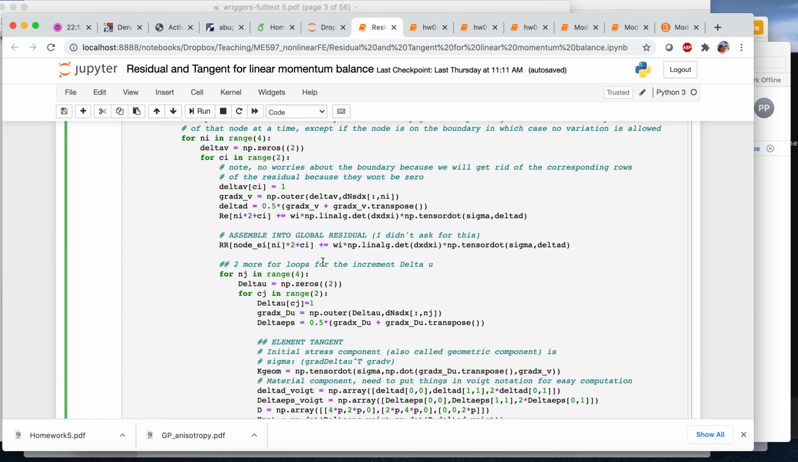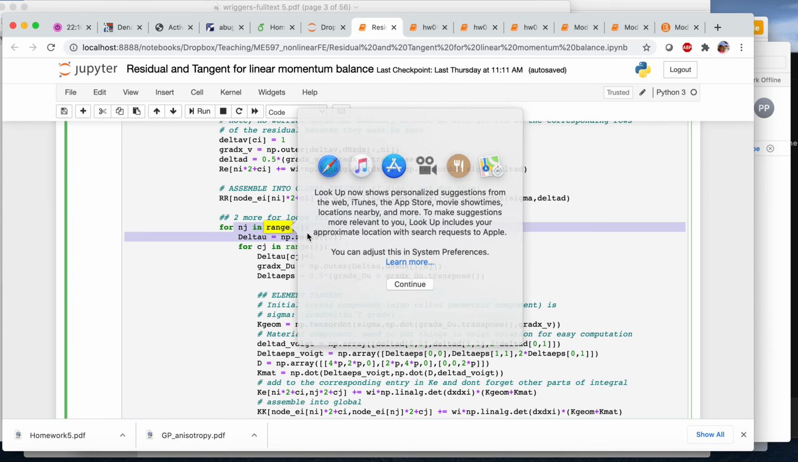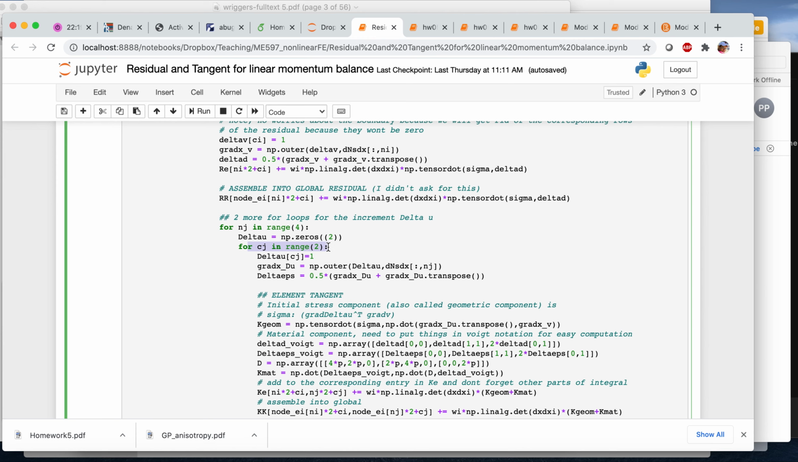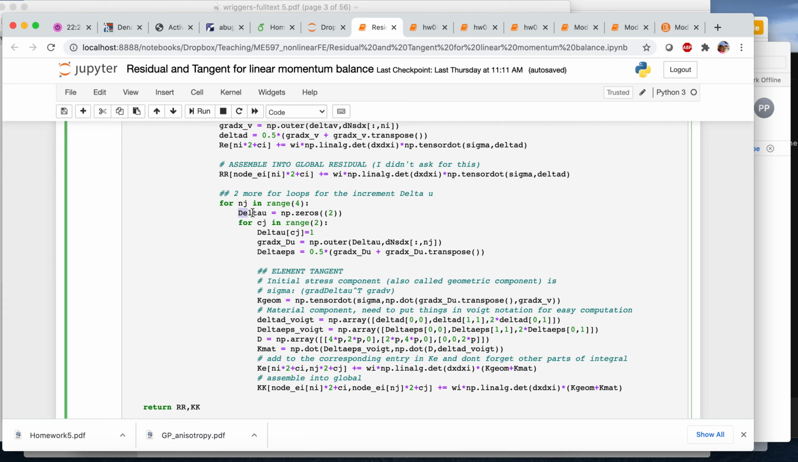That's it. So for the tangent, again, loop over nodes. Another loop over nodes, and then another loop over coordinates, but for the increment. Same procedure as before. I initialize my increment to be zeros, and then I make the corresponding x or y component 1. Then I can get my gradient of that by the outer product of the increment times the gradient of the shape function, only the shape function nj. And then I can calculate my delta epsilon, my increment of the strain, which is just the symmetric gradient.